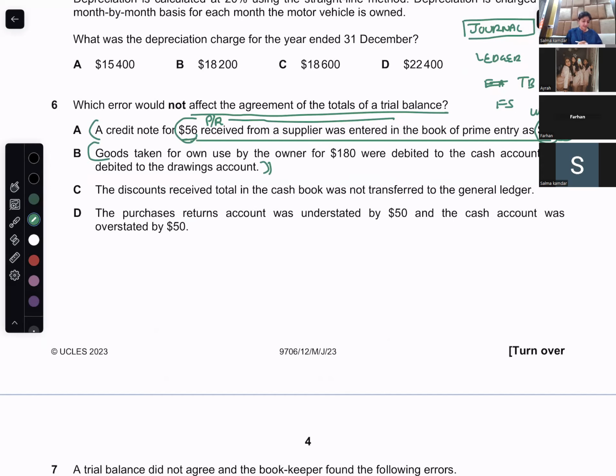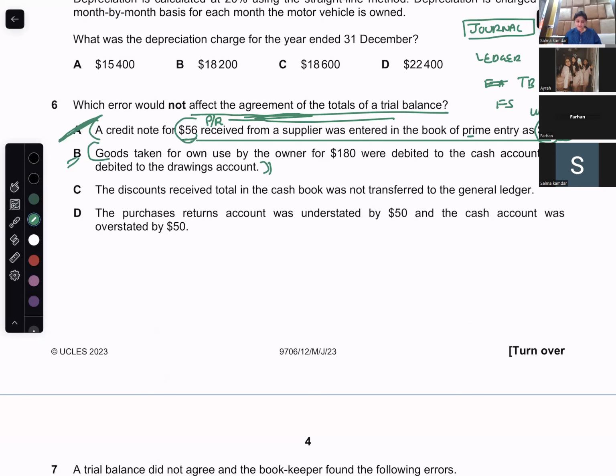Okay. Read the next one. So with this, it will not affect the agreement of the trial balance. Yes, it will not. To the next one. Could you scroll down? Second one, can you read? Okay, so goods taken for own use. This must be correct.